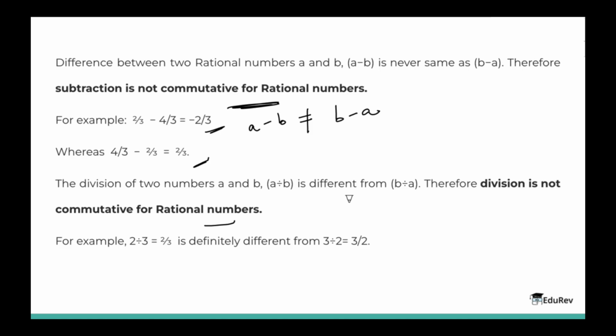Like, 2 divided by 3 is going to be 2 by 3, whereas 3 divided by 2 is going to be 3 by 2. And clearly 2 by 3 is not equal to 3 by 2. Therefore, division is not commutative for rational numbers.